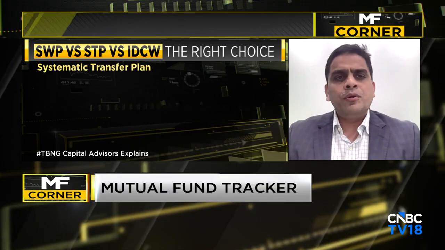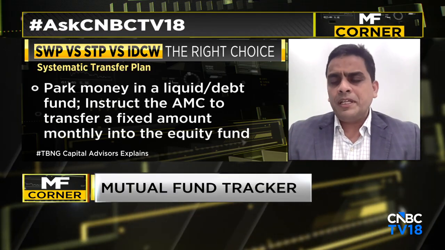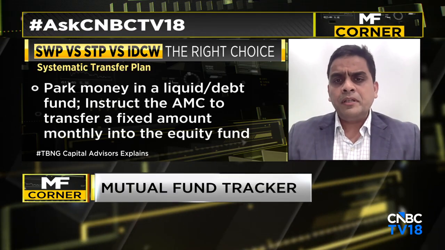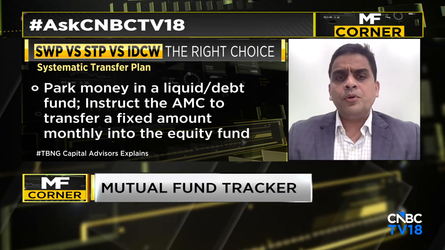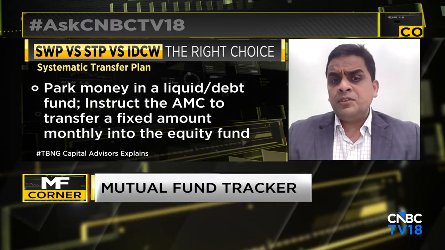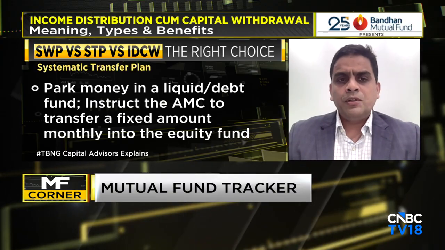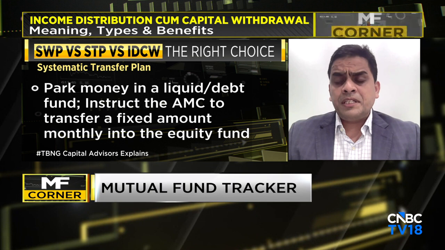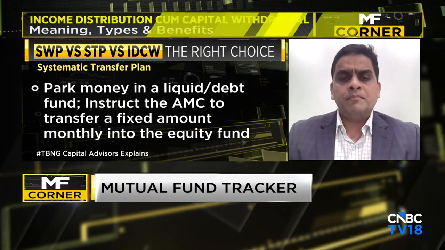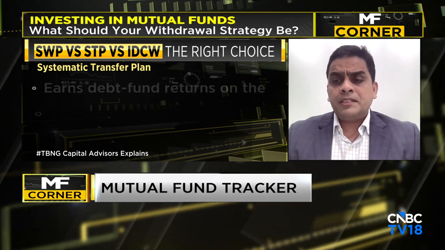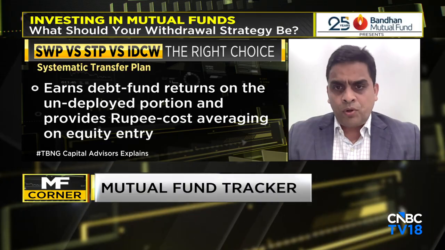You park the money into a liquid or a similar parking option and instruct the AMC to transfer a fixed amount every month into your equity fund. It earns you debt fund returns on the unallocated portion, and gives you rupee cost averaging on the way in. STP is essentially a SIP funded from a lump sum. That's the main structure.